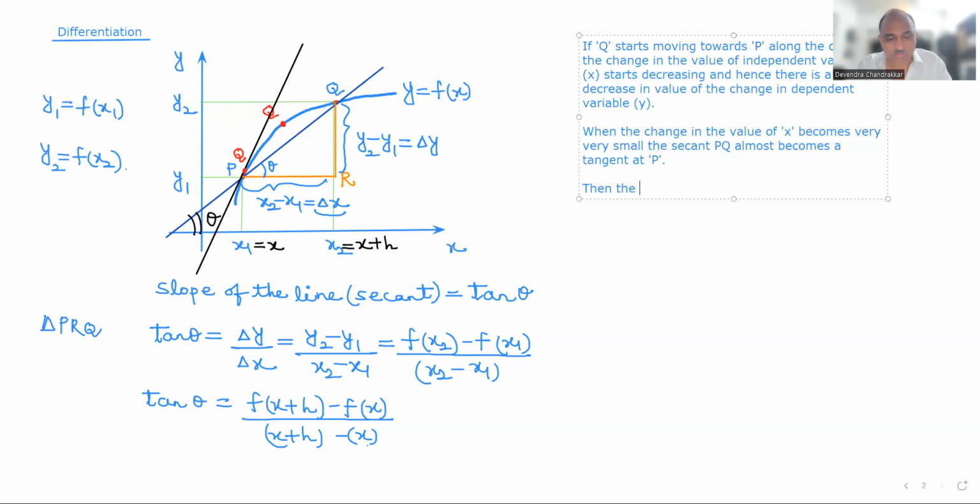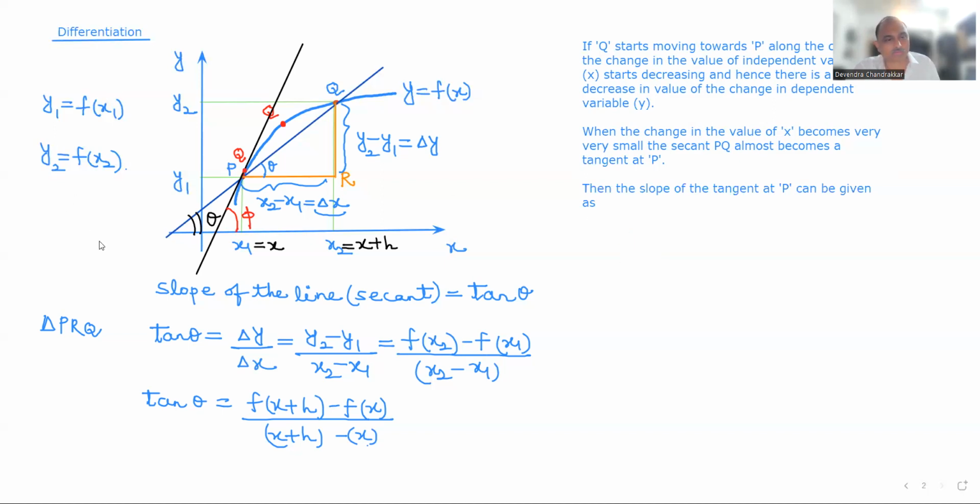Then the slope of the tangent at P is now given as, can be given as, देखिए. Now this angle which this tangent is making with the horizontal is phi. I am calling it as phi, right?